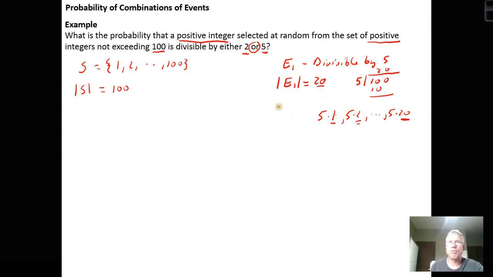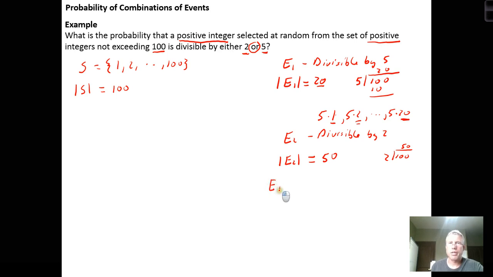And we can do the same thing for E2. We can make E2 be the event that I'm divisible by 2. But there's just going to be 2 goes into 100 50 times. There's going to be 50 numbers divisible by 2 between 1 and 100. So the size of E2 is going to be equal to 50. But if I start adding up probabilities, I'm going to get overlap because some numbers that are divisible by 5 are also divisible by 2 and vice versa. So there's numbers that are divisible by both 5 and 2. So we need to look at the intersection.